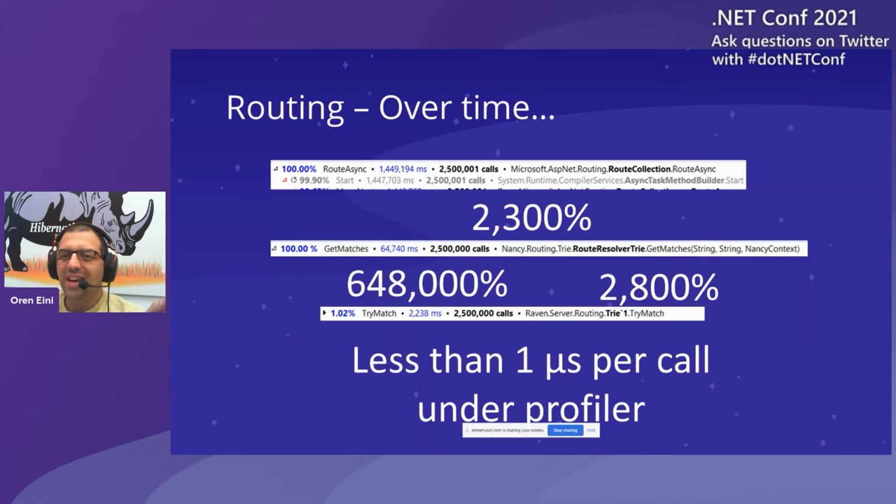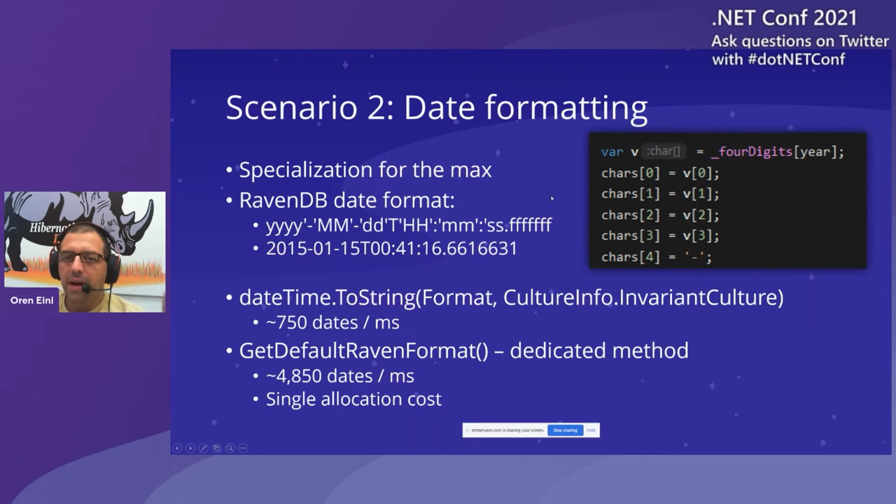Now we're going to take the same technique and apply it in a different location. Again, with RavenDB, all of our dates are in this specific format. Now, if we call DateTime ToString, that is a horrendously expensive operation. The ToString has to parse the format, it has to do a whole bunch of computation, and it also does a whole bunch of allocations. So that's too expensive. We rewrote it like this.